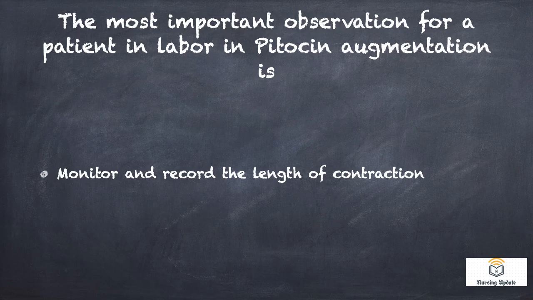If you are giving a drug, you should monitor what it does. You are giving oxytocin to increase the uterine contraction. So while giving oxytocin, what will you see? Monitor and record the length of contraction. That is more important. Monitoring fetal heart rate is also important, but when compared with fetal heart rate, the uterine contraction is more important in monitoring oxytocin augmentation.